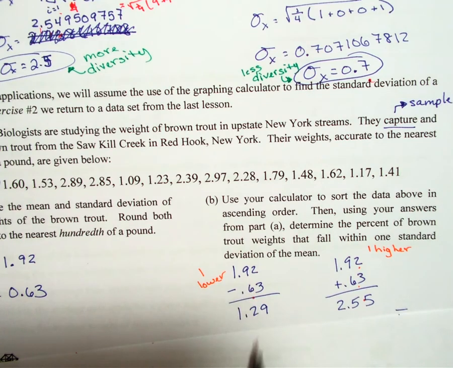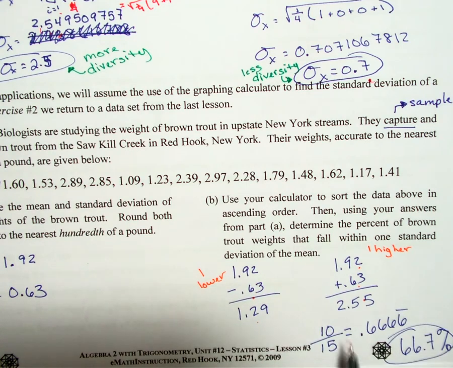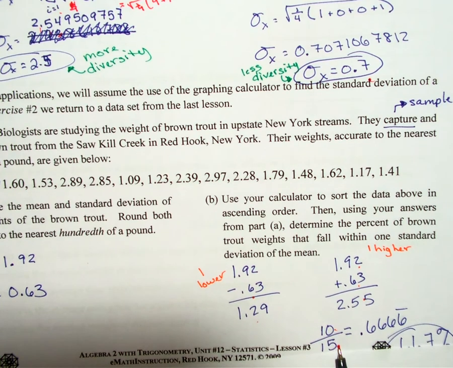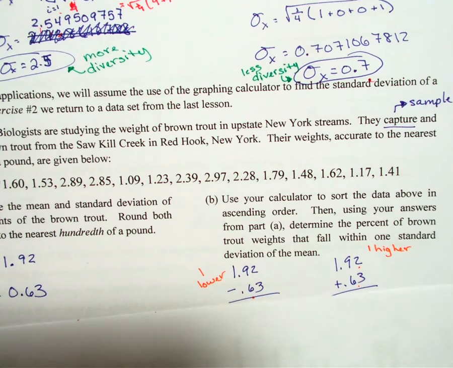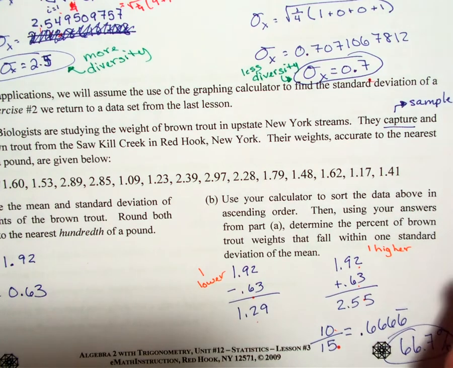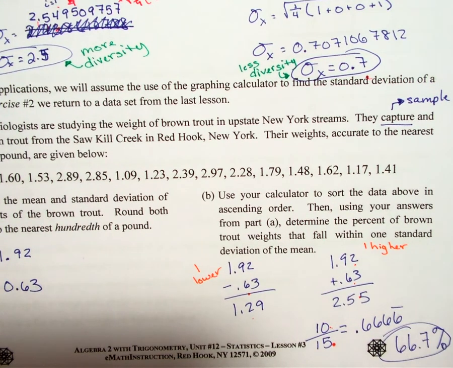So mean minus a standard deviation, mean plus a standard deviation means we're looking at the trout that weigh 1.29 up to 2.55. So if you look through your list, you can count how many there are. 10 out of the 15 end up being that weight between 1.29 and 2.55. So that ends up being 66.7% of the trout are within 1 standard deviation of the mean. So we can finish that sentence off. Are within 1 standard deviation of the mean.